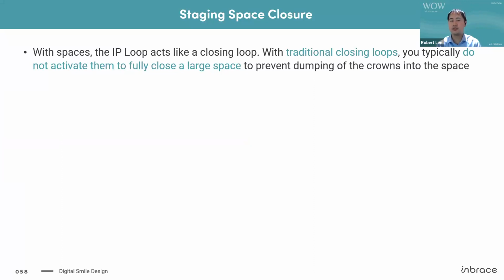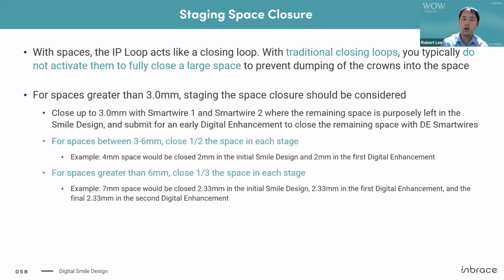Now, when you have larger spaces, you should consider staging the space closure. The IP loop essentially acts like a closing loop when there are spaces. With a traditional closing loop, if someone ever told you to activate a closing loop 8 millimeters to close an extraction space in one go, you would never do that because you're going to cause a ton of dumping into the space. Usually you stage it where you activate 1, 2, 3 millimeters per appointment. Same thing here. Our recommendation is don't activate an IP loop more than 3 millimeters for space closure.